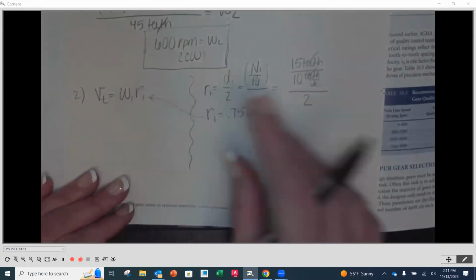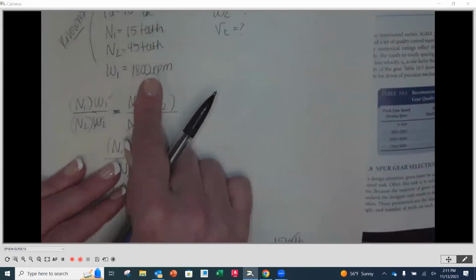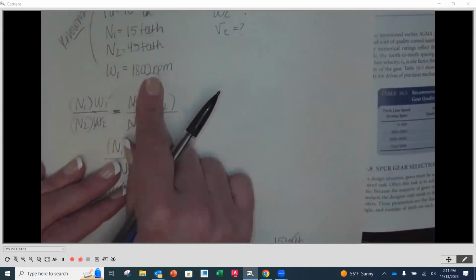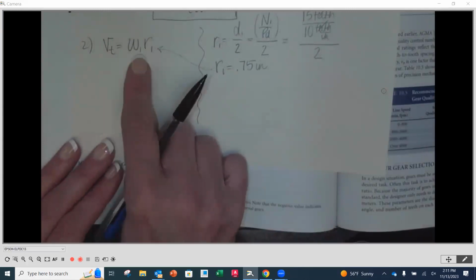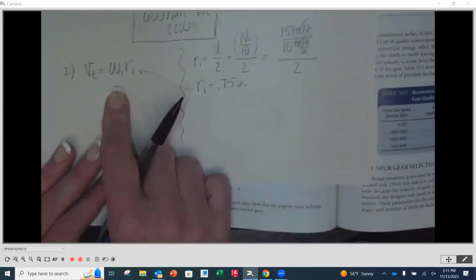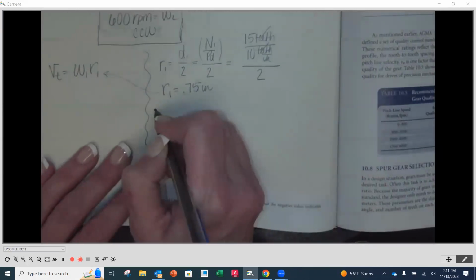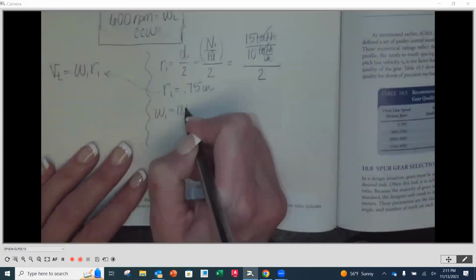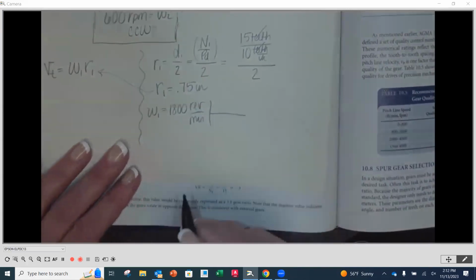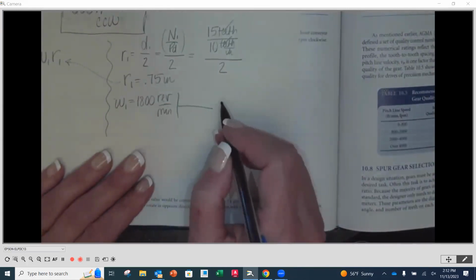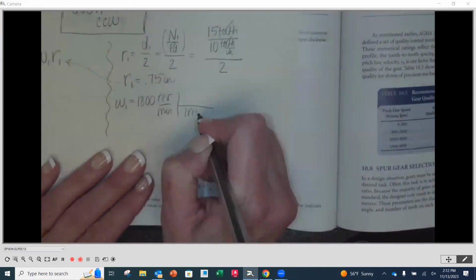And then W1, we know that to be 1800 RPM. Is that what we're going to use there? No, we're not going to use RPM. This is back to straight line velocity, so in and out of this equation, this needs to be in our favorite, radians per second. Before I can put it in there, my W1 needs to be converted from revolutions per minute to radians per second. Make sure you show this.